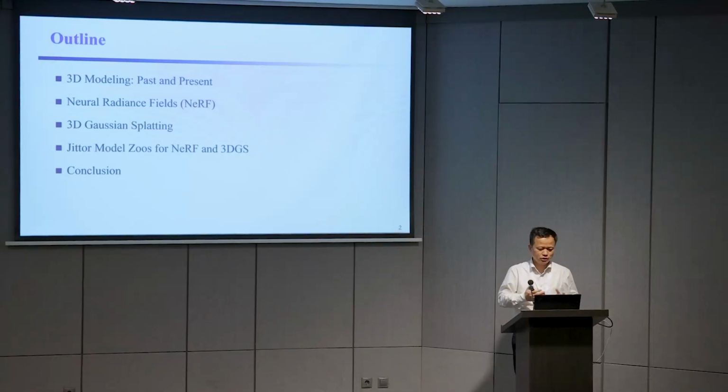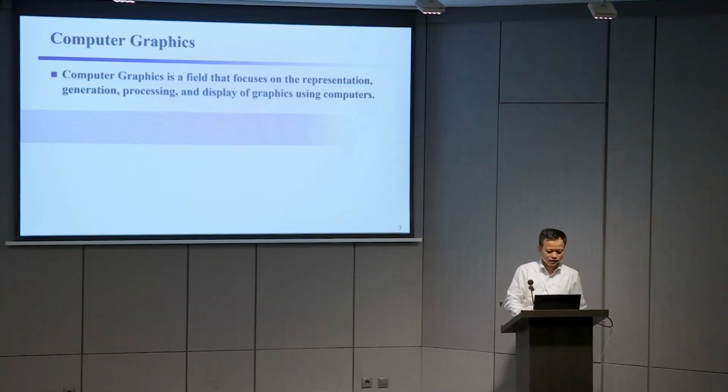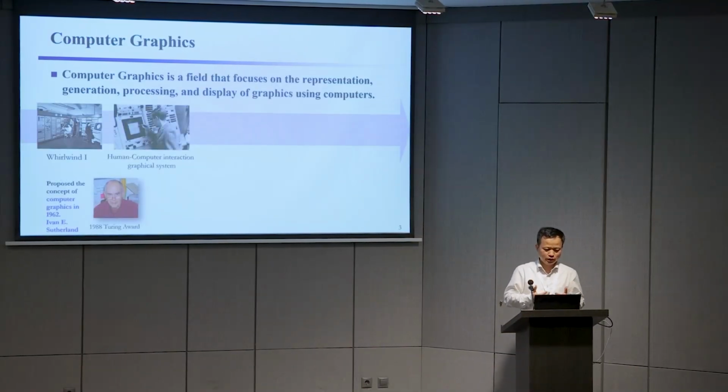So first, 3D modeling, past and present. So my main research area is graphics. Graphics is a field that focuses on representation, generation, processing, and the display of graphics using computers. So the concept of computer graphics was proposed by Ivan Sutherland in 1962, and he received the Turing Award, the highest honor in computer science. And so he is the father of graphics.